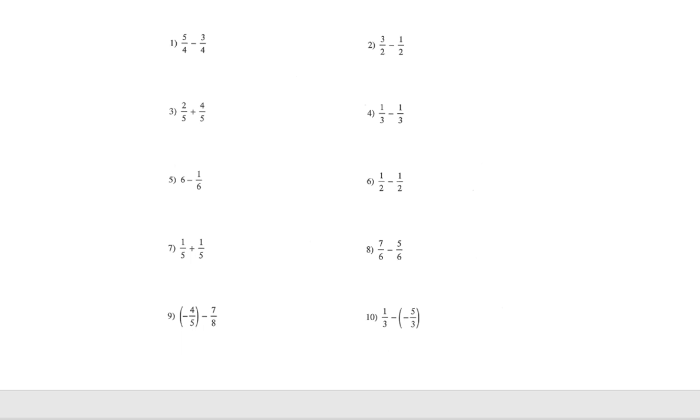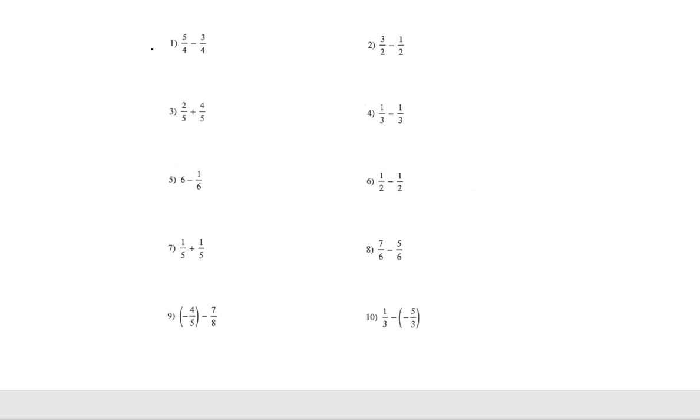When we add and subtract fractions, we have to have a common denominator. Okay, so just remember, when you add and subtract fractions, you have to have a common denominator. And a common denominator is a number that both denominators can divide into evenly.